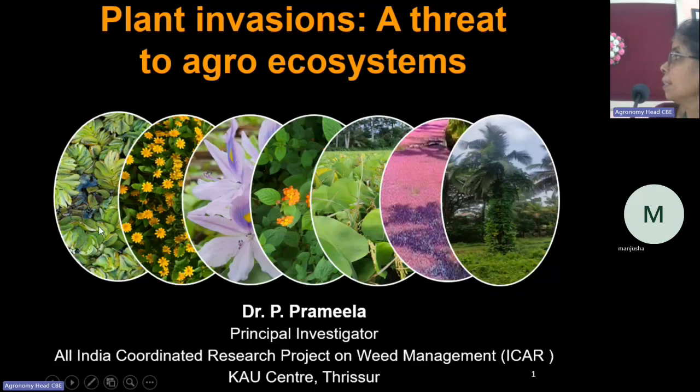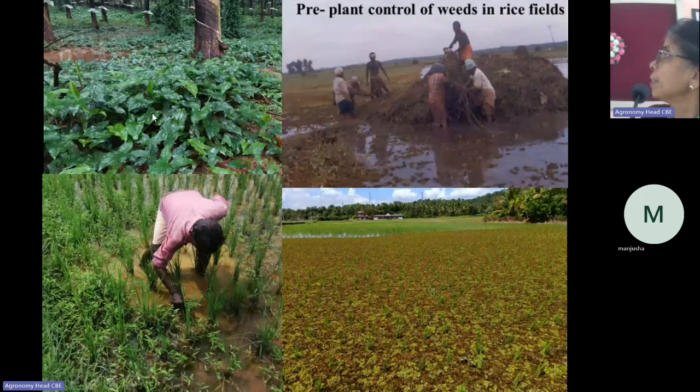So you can see how beautiful many of them are, and that is why most of the time they are here. So we will see a brief introduction about them, and some of the management measures also I can tell you based on works conducted in our center at KAU.